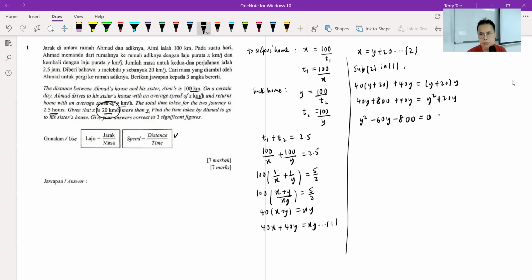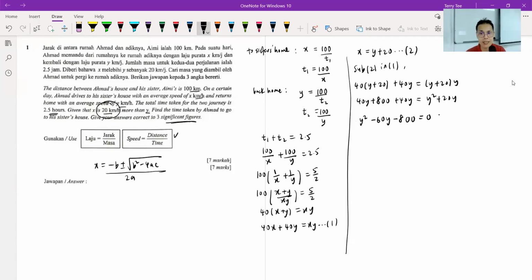So what we have here is a quadratic equation, but we know we cannot factorize this because the question says find the time and give your answer correct to 3 significant figures. Whenever they say 3 significant figures, we know we can't actually factorize. So here we have two options. You either use the quadratic formula, which is minus b plus minus square root of b squared minus 4ac over 2a, or use completing the square. Personally, I like to use completing the square, especially when the number in front is 1, because it's shorter actually. So I'll show you completing the square right here.